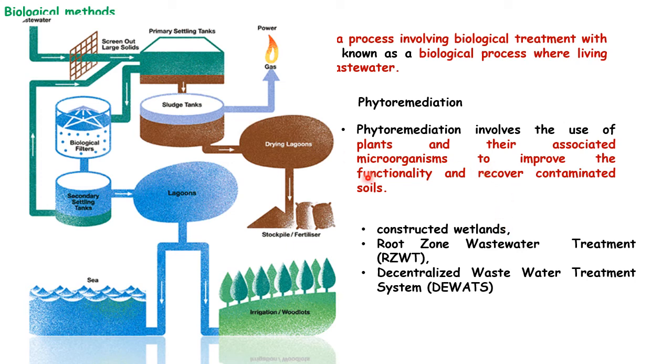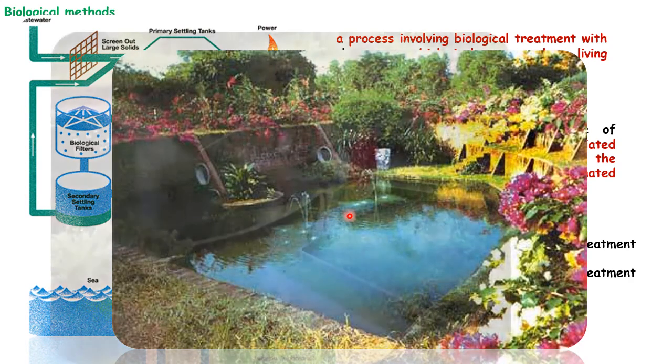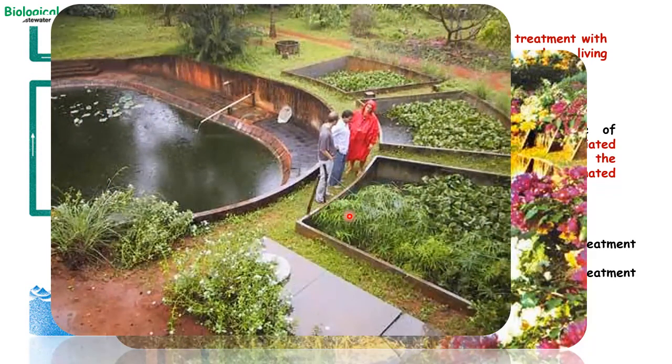So in India, under this phytoremediation, we have different treatment systems: constructed wetlands, root zone wastewater treatment, and decentralized wastewater treatment systems. This decentralized wastewater treatment system is there in India in two places. One is in Auroville, and another one is in Pondicherry, Aravind Eye Hospital.